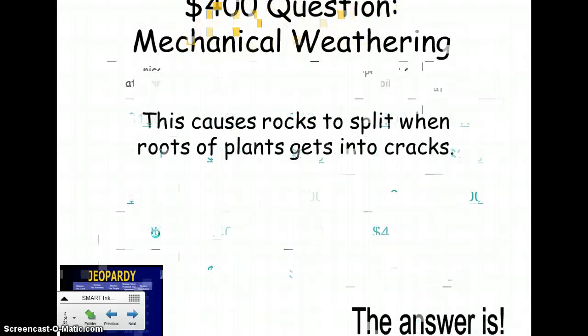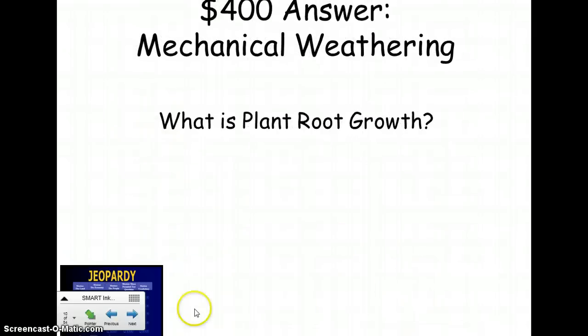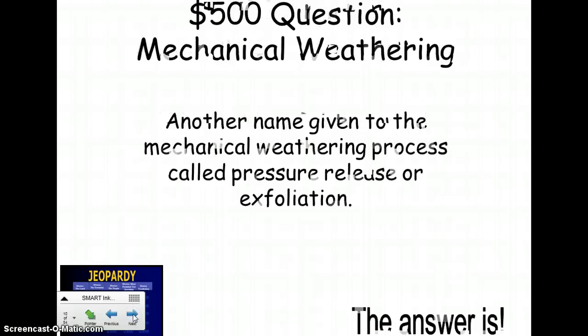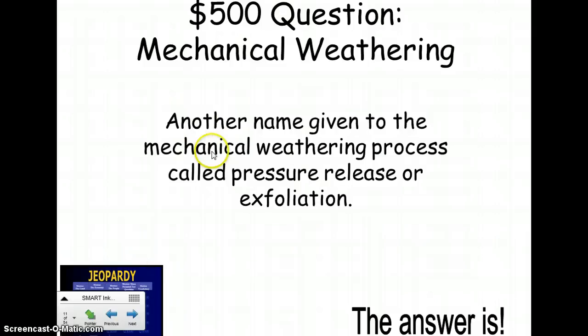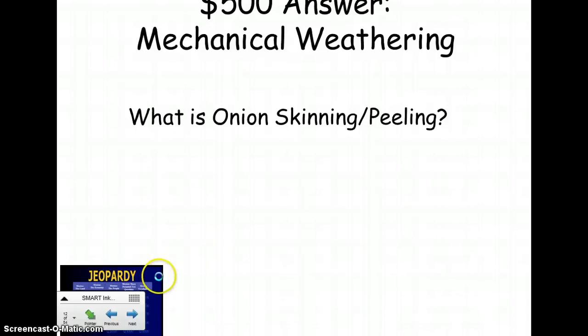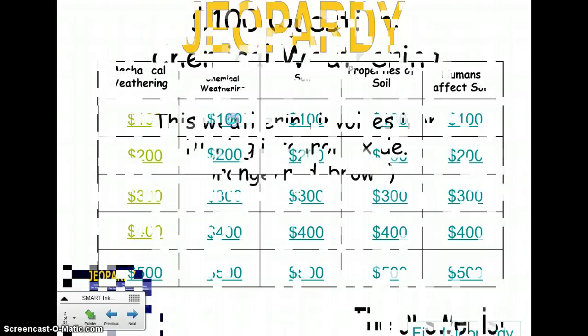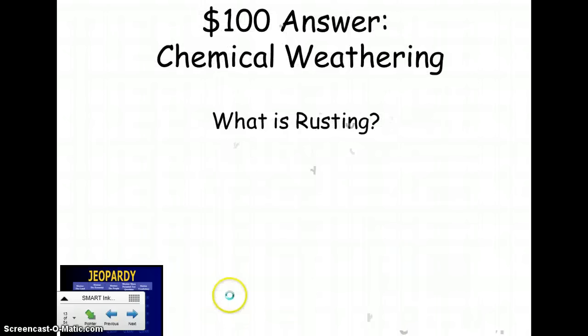For 400, this causes rocks to split when roots, there's the keyword, root growth. And for 500, another name given to the mechanical weathering process called pressure release or exfoliation. If you said onion skinning or peeling, that would be it. Chemical weathering involves iron turning into iron oxide, that reddish orange. If you said rusting, you would be right.